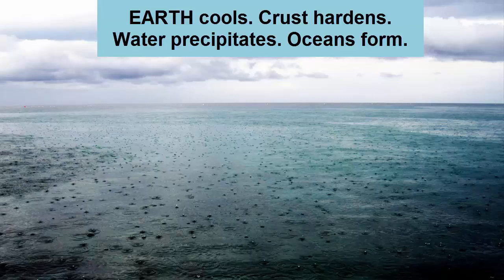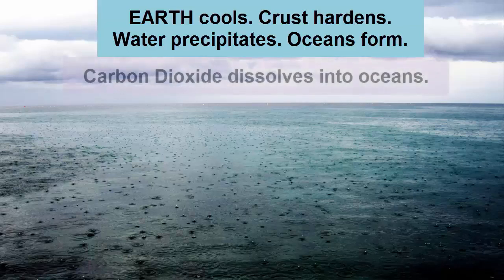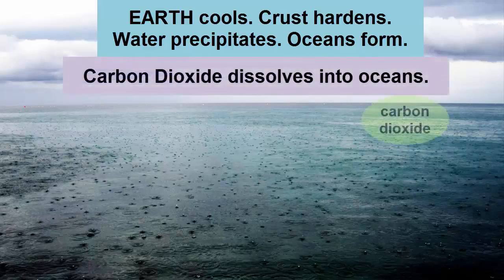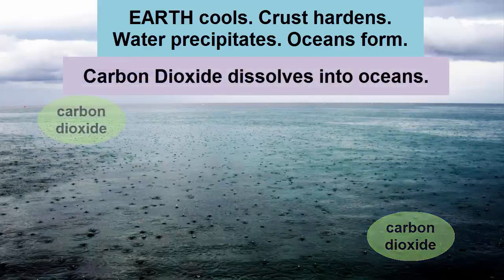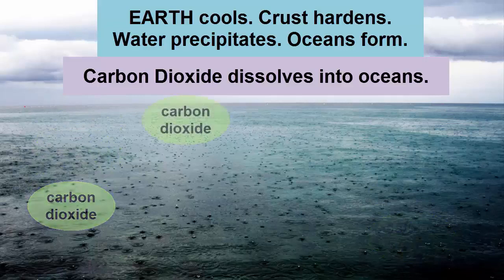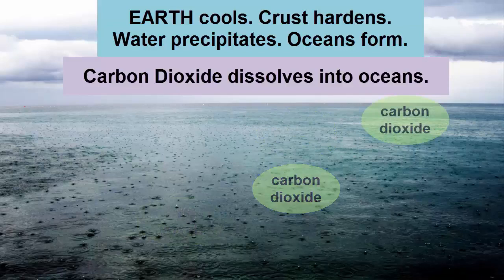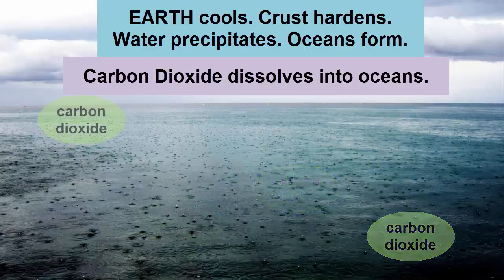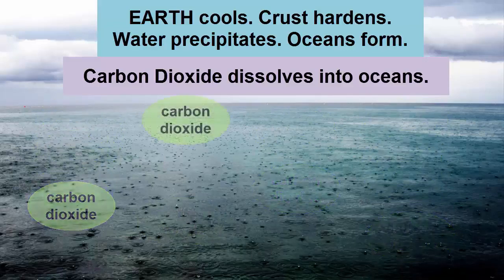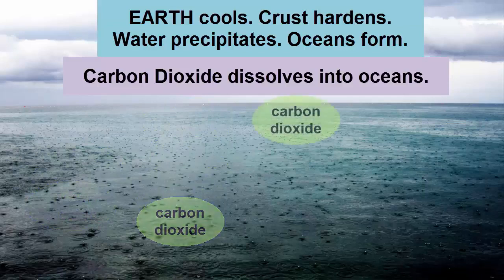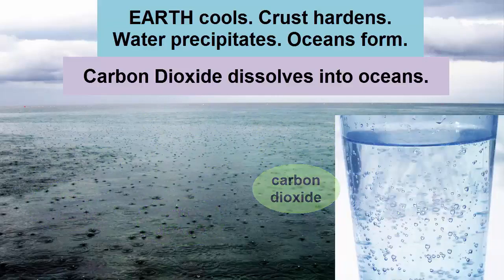What happens next? Water is a giant absorber for carbon dioxide. We say that carbon dioxide is highly soluble in water. So once the oceans formed, much of the carbon dioxide in the atmosphere would have dissolved into it. We take advantage of the high solubility of carbon dioxide today when we use it to carbonate beverages.